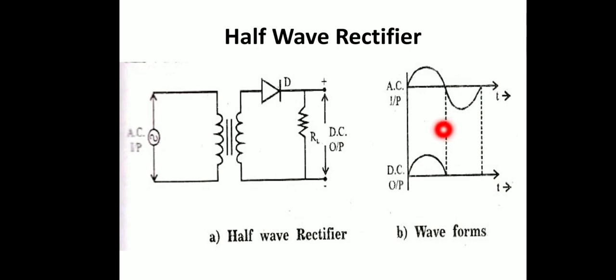The positive half cycle of the AC voltage is analogous to the forward bias DC voltage, and the negative half cycle of the AC voltage is reverse bias DC voltage.